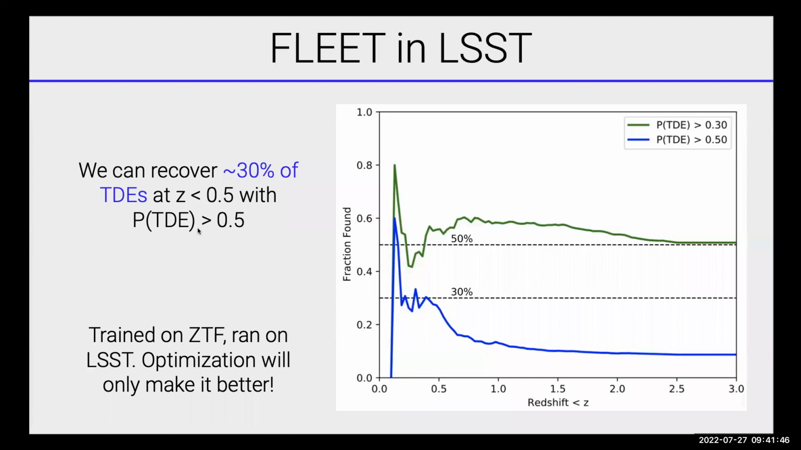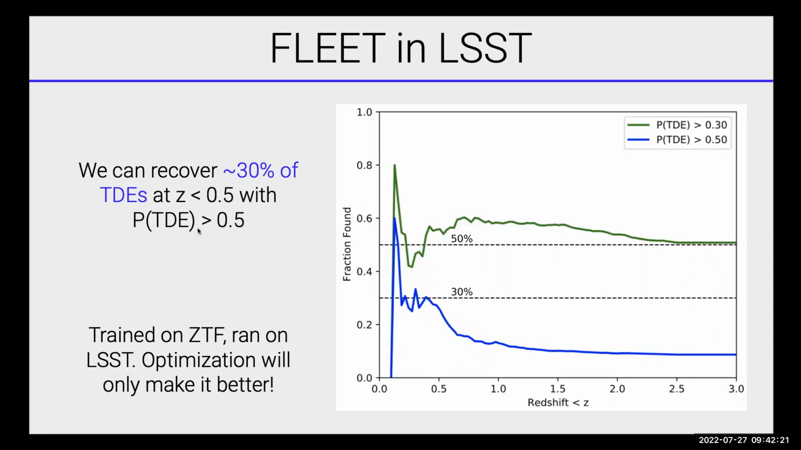Out of all of them, and this is cumulative, so anything lower than a redshift of 1, lower than a redshift of 0.5, you can just focus on the blue line. That is saying that for anything with a probability of being a TDE greater than 50%, 30% of them were found. If I relax my assumptions and look at everything with a probability of being a TDE greater than 30%, which will also bring in a lot of junk that is not TDEs, then that fraction found goes up to 50%, which is our current prediction of Fleet, trained on ZTF to use on ZTF.